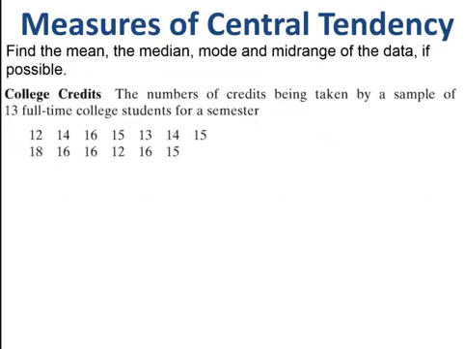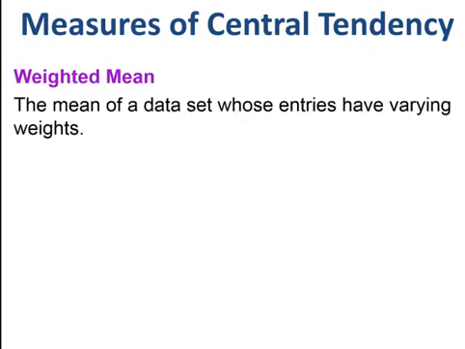Pause and try. So in this case, you should have gotten your mean, and again, I'm representing it with x bar because it's a sample, so it should be 14.8. And then we have the median is 15, the mid-range is also 15, and your mode is 16.